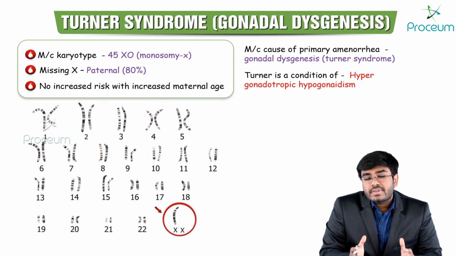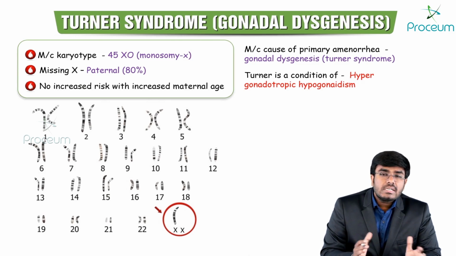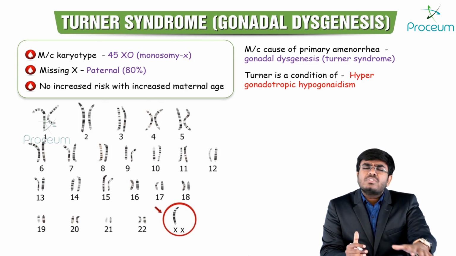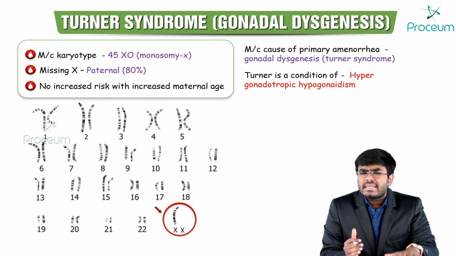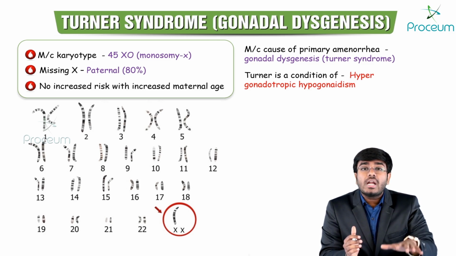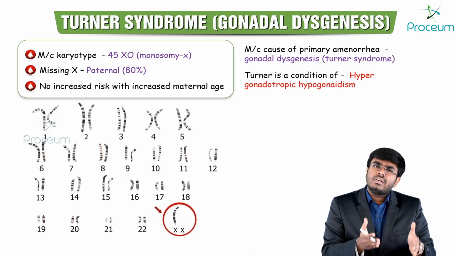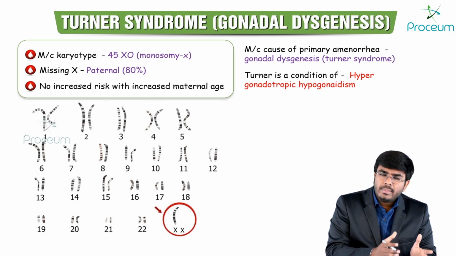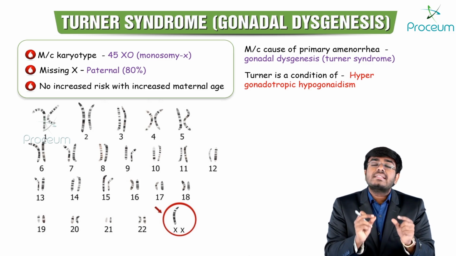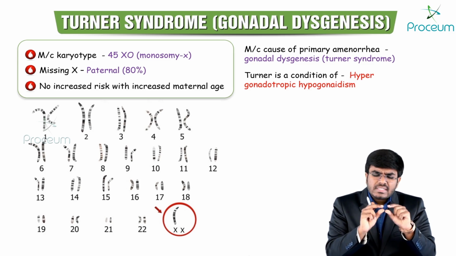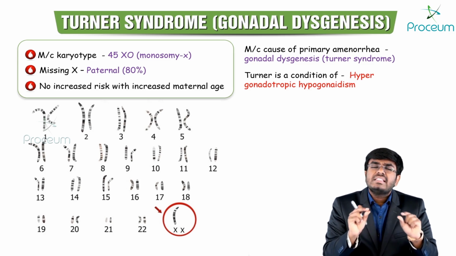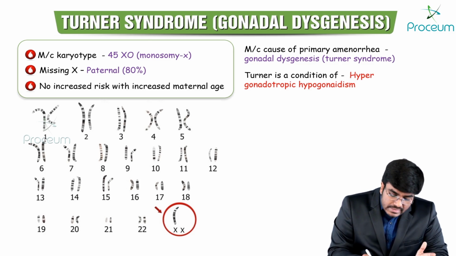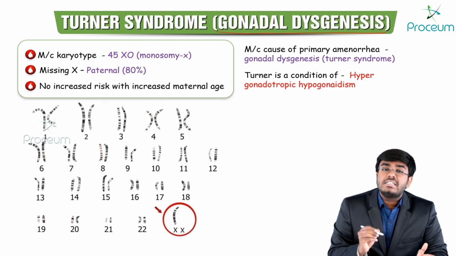Now, after Swyer syndrome, let's talk about the Turner syndrome, which is also a type of gonadal dysgenesis. Guys, what exactly is gonadal dysgenesis? Gonadal dysgenesis is a condition where the gonads are not functional, right? Turner syndrome is something happening in a female. Even in Turner syndrome, the gonads are dysgenetic, so the ovaries are just like a sliver of tissue. We used to call that streak gonads. So Turner syndrome is a type of gonadal dysgenesis.